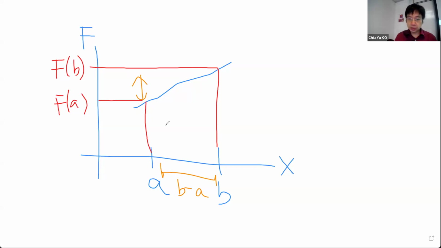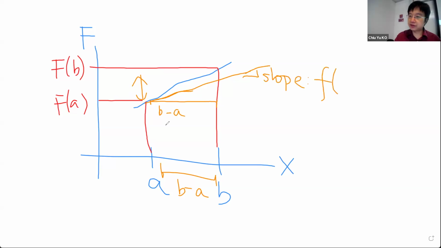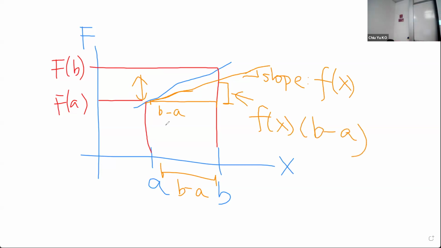We can use linear approximation. If this is A and B minus A, and I try to draw a line, the slope is f of some number x between A and B, and this height will be f of x times B minus A. Why is this true? This is a math theorem called the mean value theorem. It says that the small f is actually a derivative.